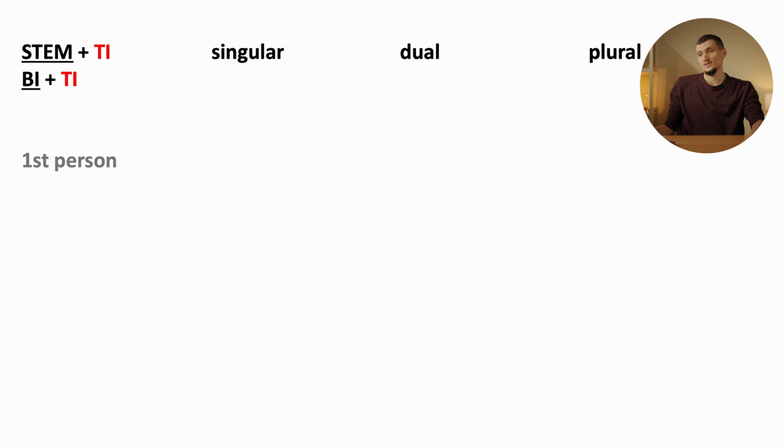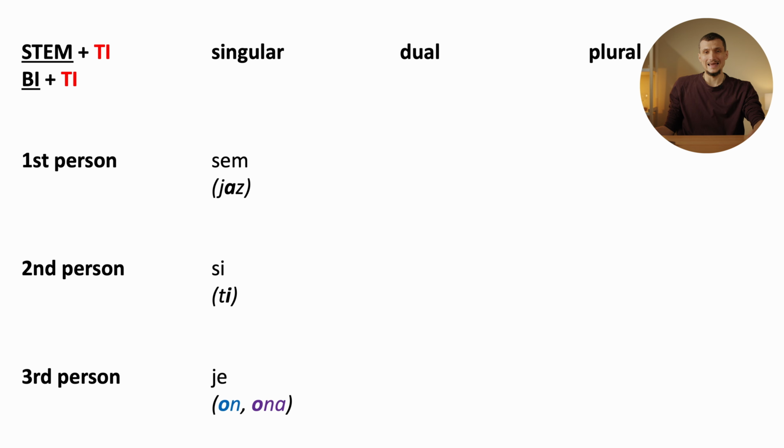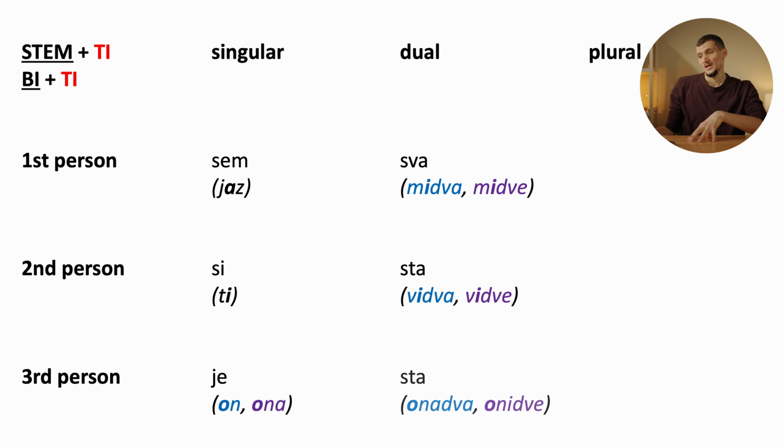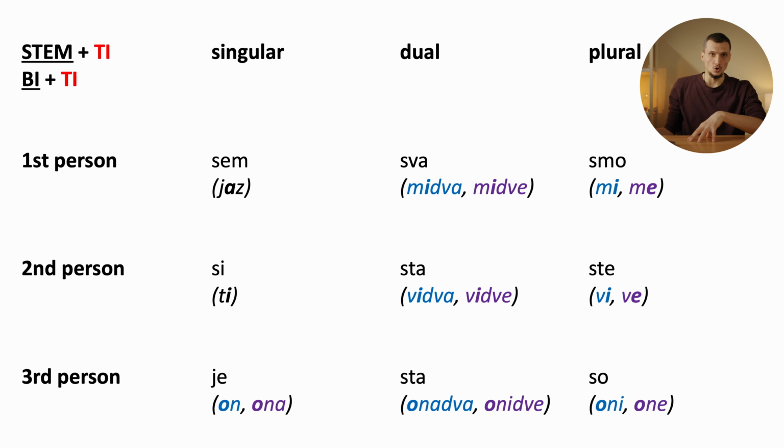And so we have the verb biti. So finally, jaz sem, ti si, on je or ona je, midva sva or midve sva, vidva sta or vidve sta, onadva sta or onidve sta, and then we have mi smo or me smo, vi ste or ve ste, oni so or one so.